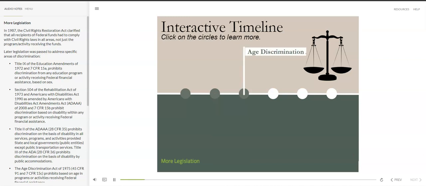The Age Discrimination Act of 1975, 45 CFR 91 and 7 CFR 15C, prohibits discrimination based on age in programs or activities receiving federal financial assistance.